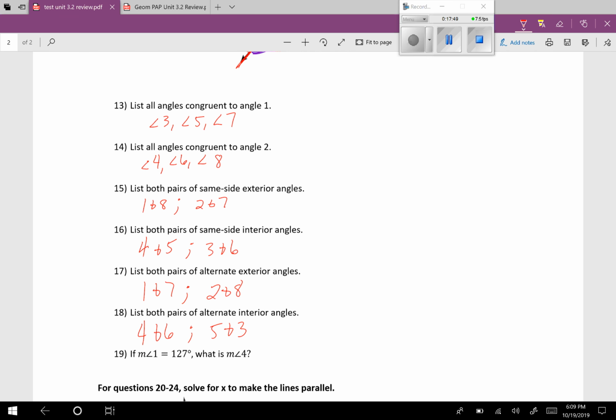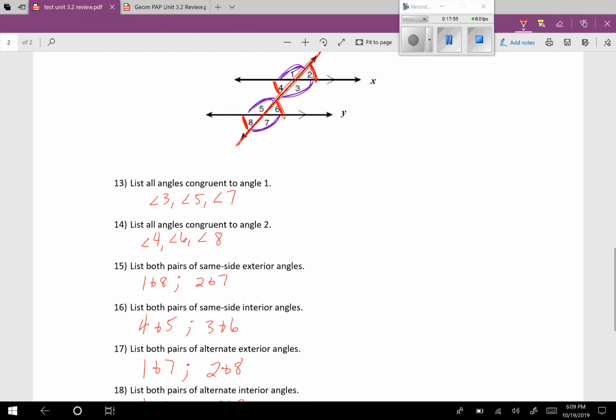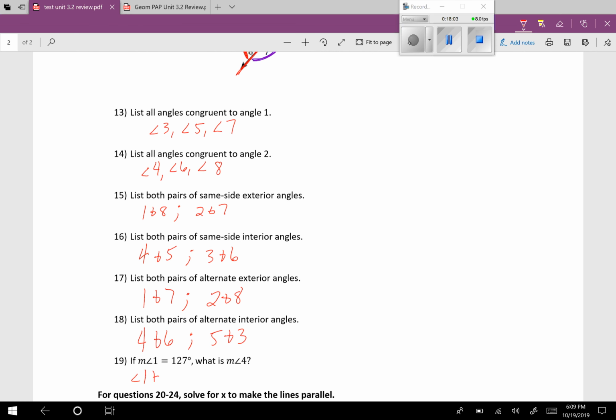And then the last one says, if the measure of angle 1 is 127 degrees, what is the measure of angle 4? So go up here and look. Okay, angle 1 is purple, angle 4 is red. So I know that angle 1 plus angle 4 have to equal 180 degrees. So if angle 1 is 127, I just do 180 minus 127, and that's going to tell me what angle 4 is going to be. So 180 minus 127 is 53. So angle 4 is 53 degrees.